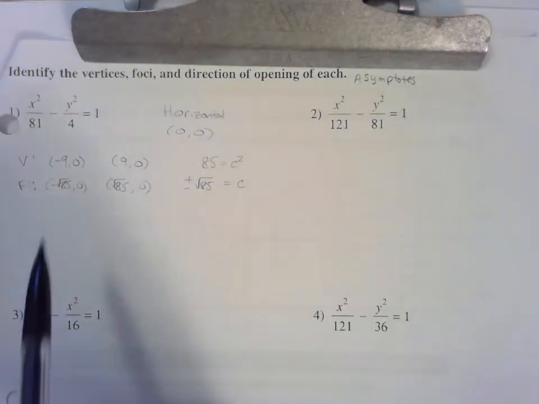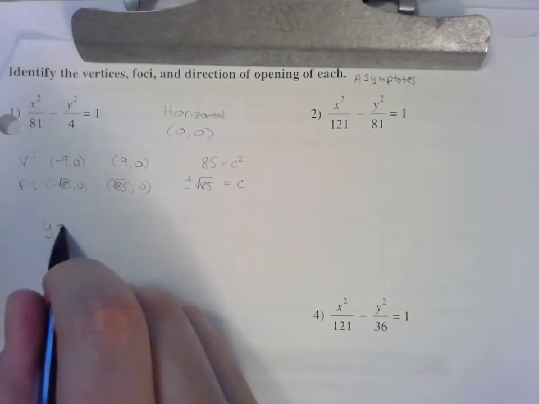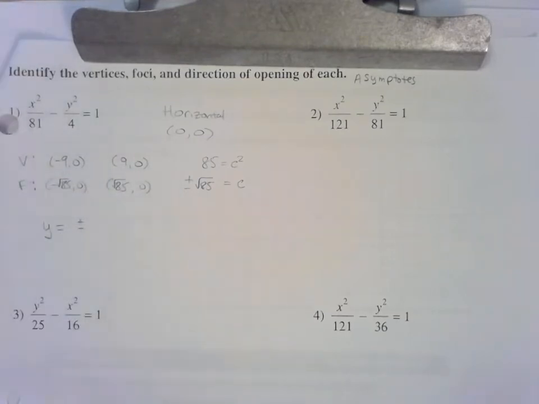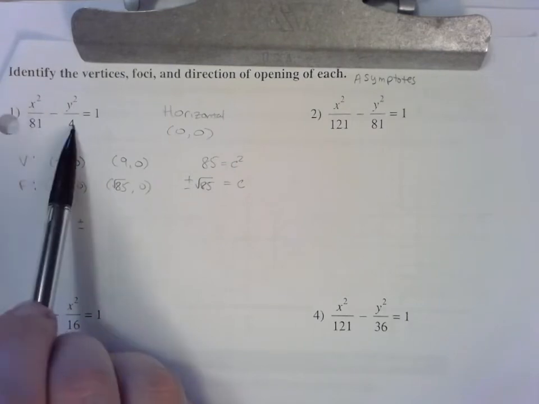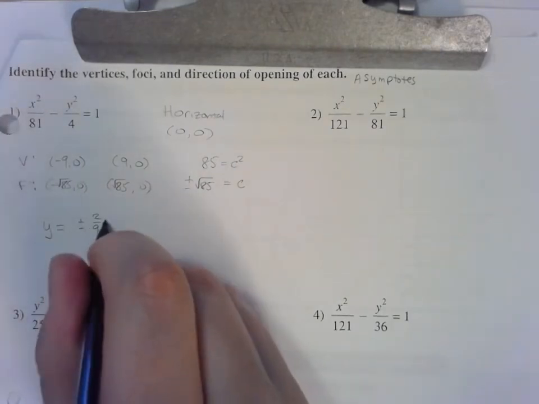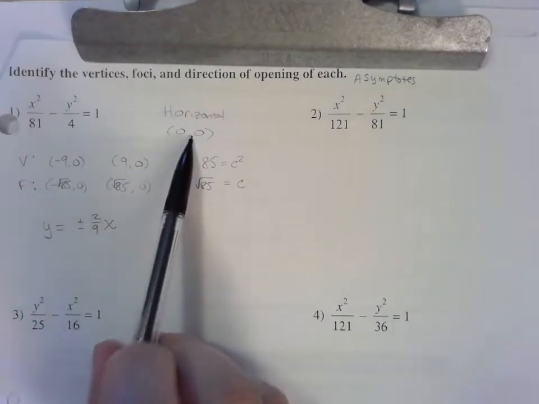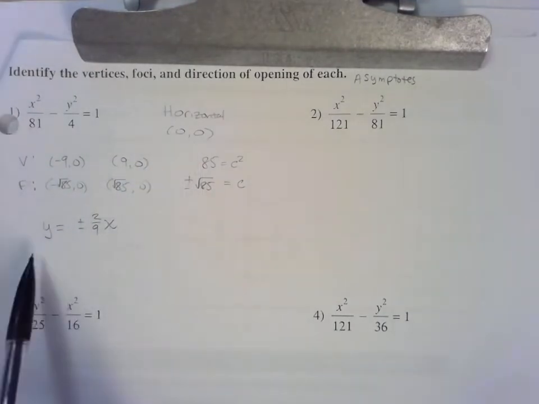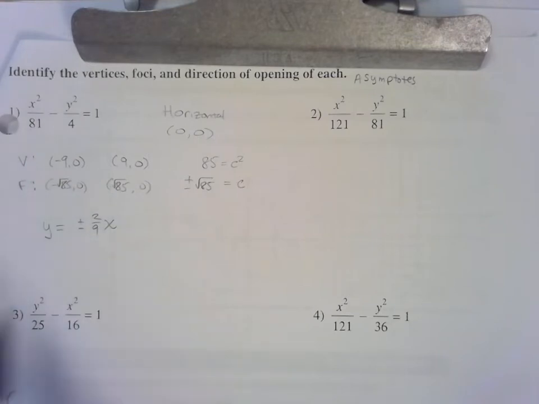The asymptotes. We'll have two asymptotes. Find the slopes. The change in y divided by the change in x. Square root of 4 divided by the square root of 81. That's 2/9. And double check, does this pass through 0, 0? Yes, the y-coordinate of the y-intercept would be 0.